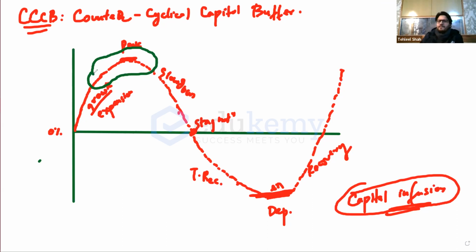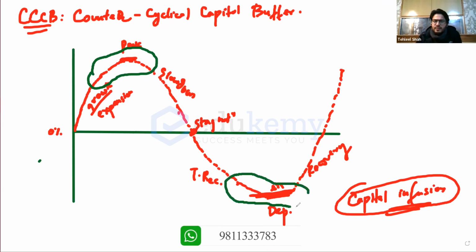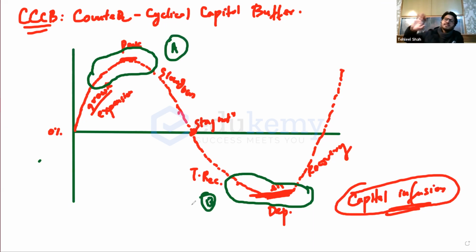Tell me, the lending ratio, the lending of the banks, where will it be at the highest level? At point A or at point B? Where is lending the highest? At point A. Why is lending high at this point? Because it is the expansion phase of the economy. Expansion is happening, new investments are happening, production is increasing, the economy is at a boom phase.